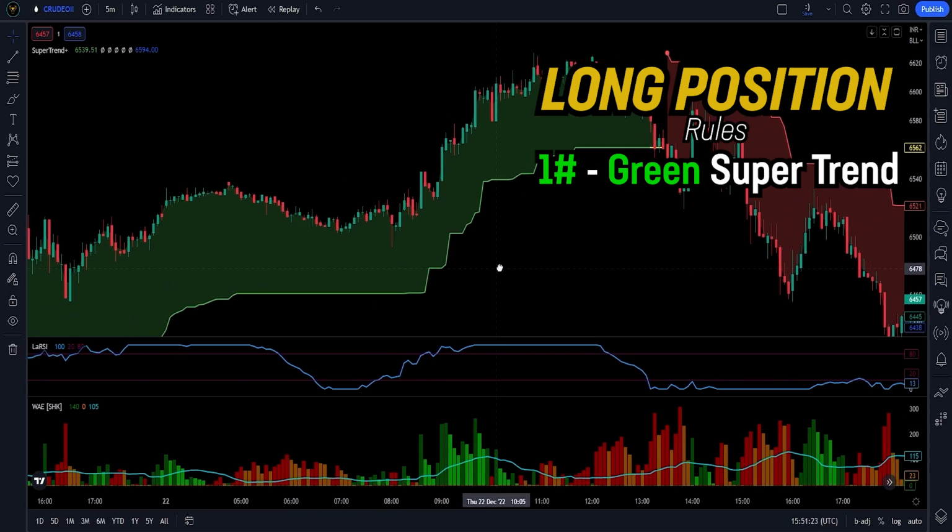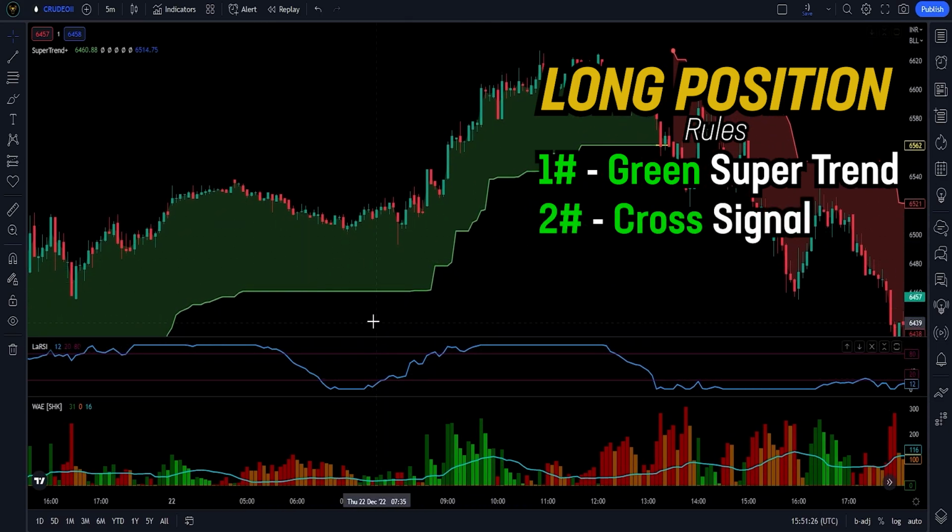Rule number 2, our Laguerre RSI indicator must give us a cross signal. When the RSI line, which is this blue line, crosses 20 level line, which is this bottom red line, from below, just like this, we receive another bullish signal that we are in an uptrending market.